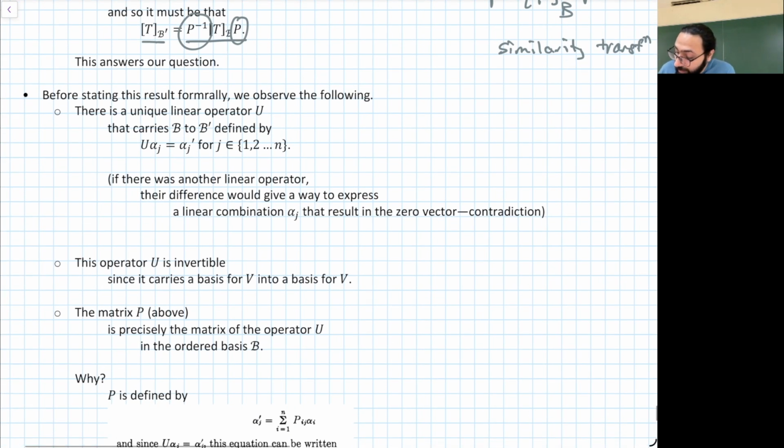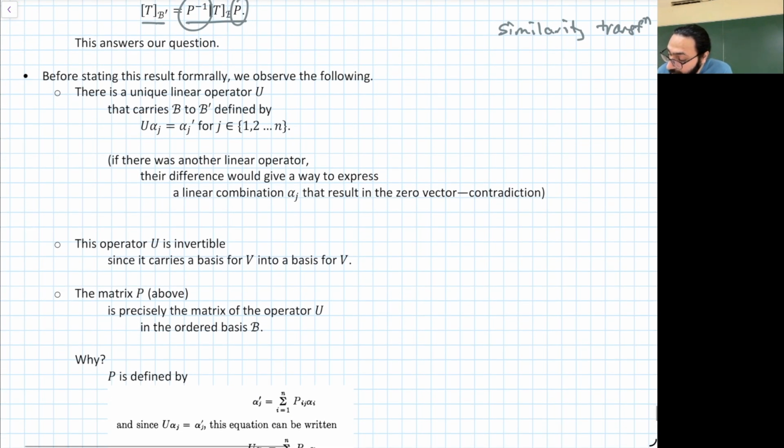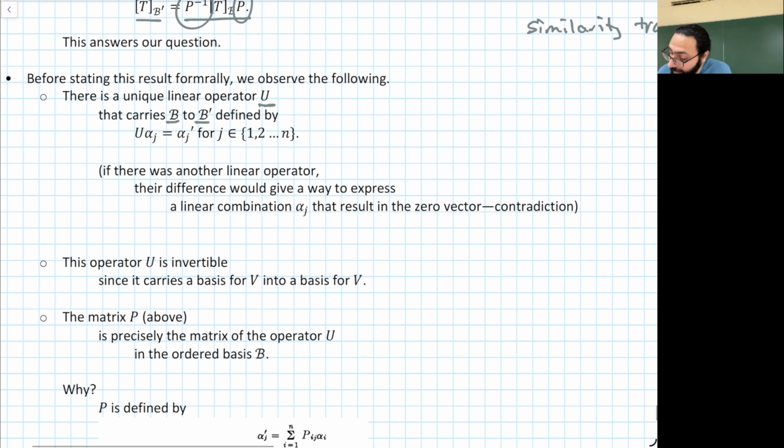Okay, so before stating this result formally, we observe the following. There is a unique linear operator U that carries B to B prime. You have U mapping one basis to another. Why is that? If it was not the case, if you had two linear operators that are not the same but were mapping one basis to the other, then the linear independence would get in trouble, because you can take the difference between U and U prime and you'll get linear combinations that are not exactly the same. I can leave the proof as homework.